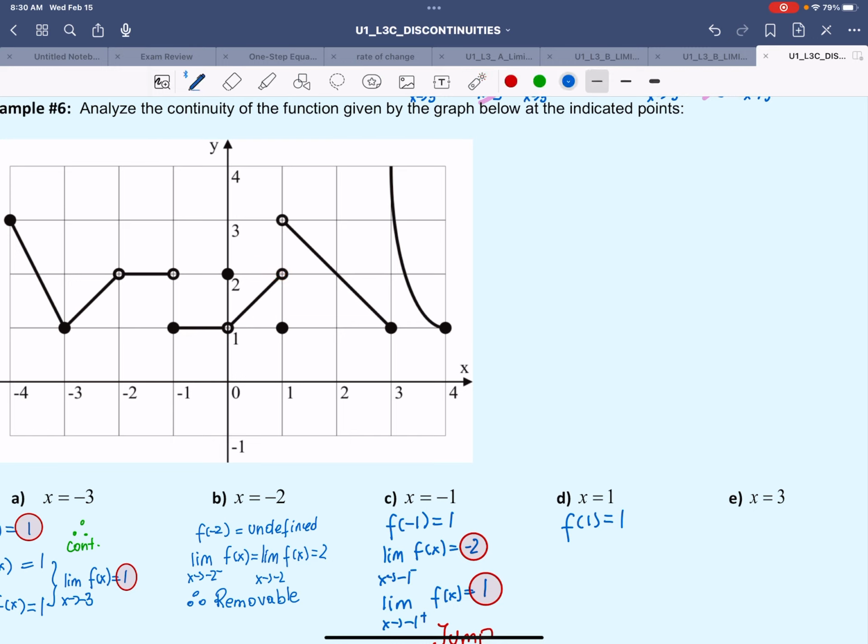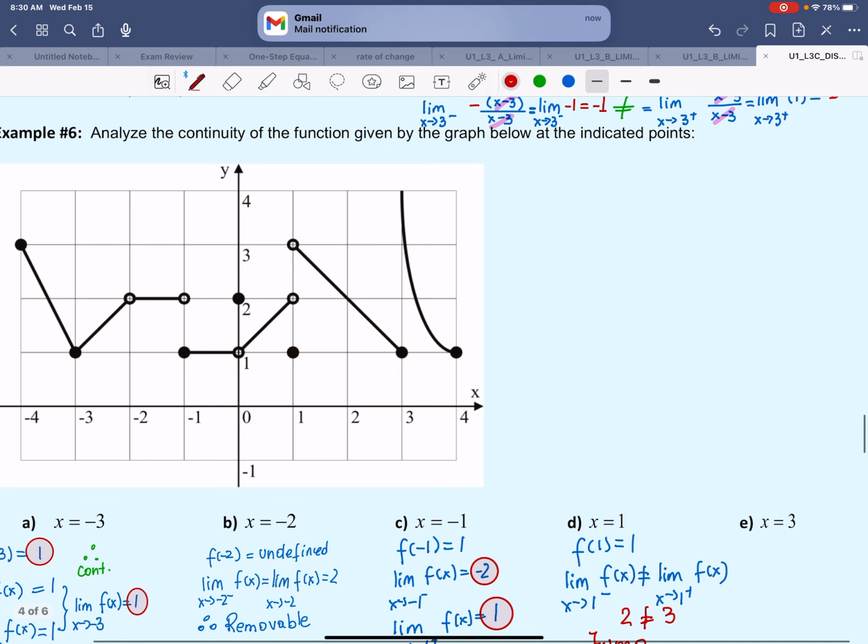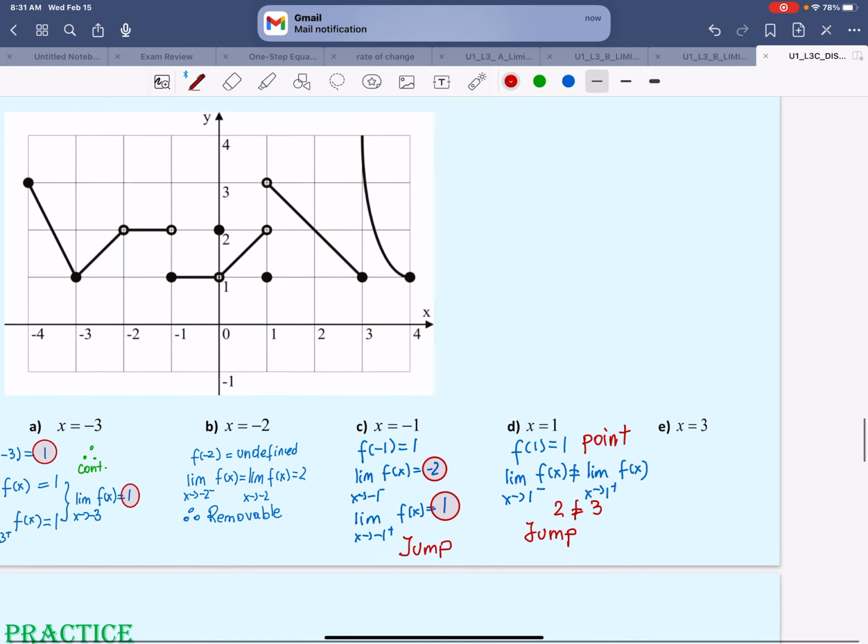So we're going to say that the limit as x approaches 1 from the left-hand side of f of x is different than the limit as x approaches 1 from the right-hand side of f of x. So the fact that the limits are different and they are actually approaching fixed numbers, so one side is 2 and the other side is 3, suggests that there is a jump discontinuity. But because the function is also defined at 1, so we have this point here, then we're going to say that it's a combination of jump and a point discontinuity.